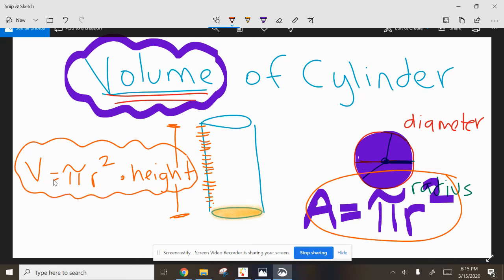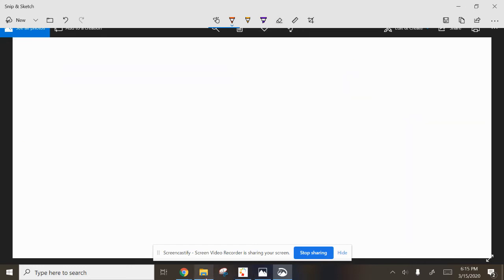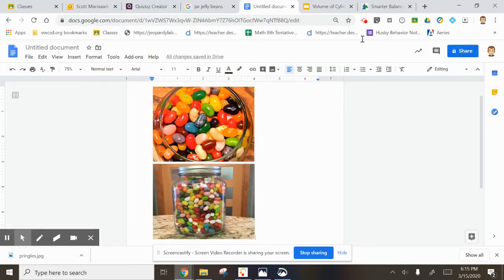Okay, so volume equals pi r squared times the height. We're figuring out the volume of the circle on the bottom of your cylinder, or the top, doesn't matter which one you figure out, and then you're going to multiply it by how tall or how much height your cylinder has. Okay, so let's go ahead and do some problems, because that's the best way to practice on this. You're just going to get some practice doing all these problems. Let me go ahead and erase all this and pull this up real quick.